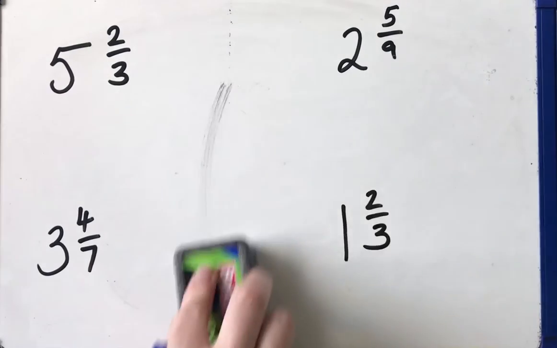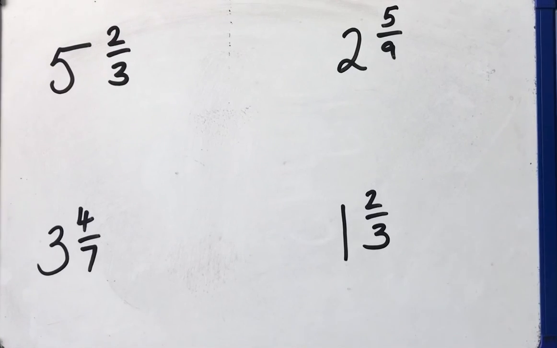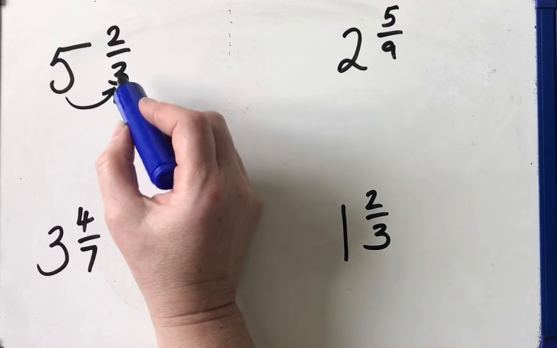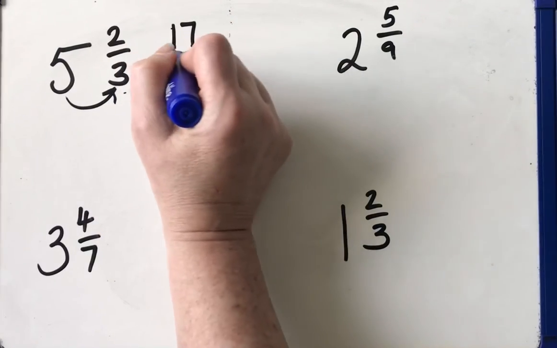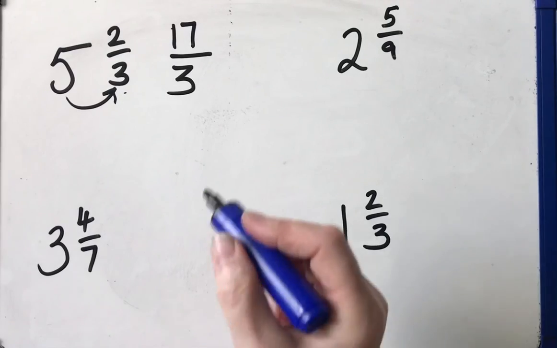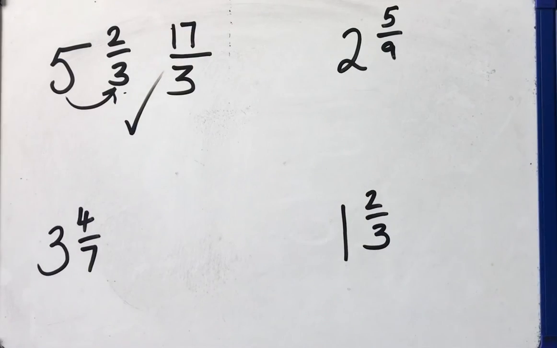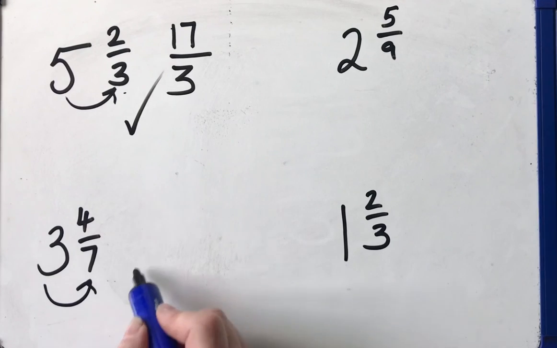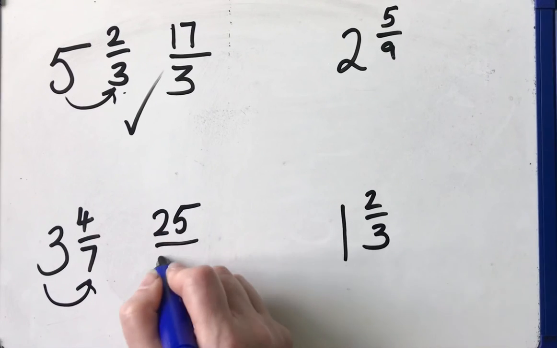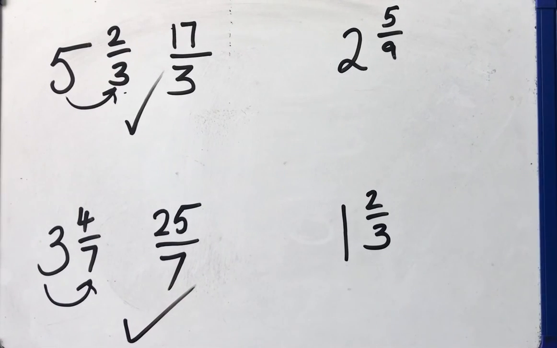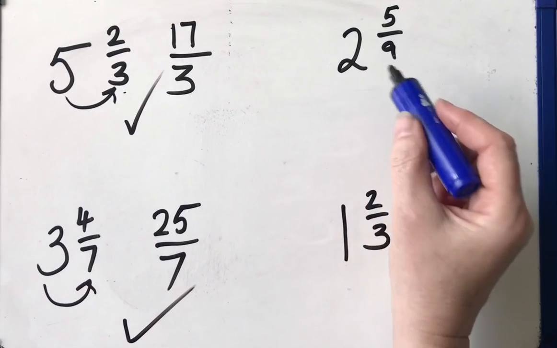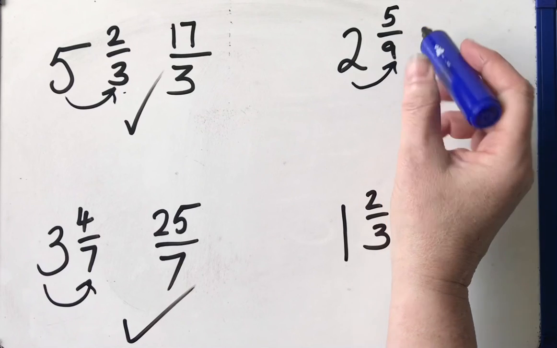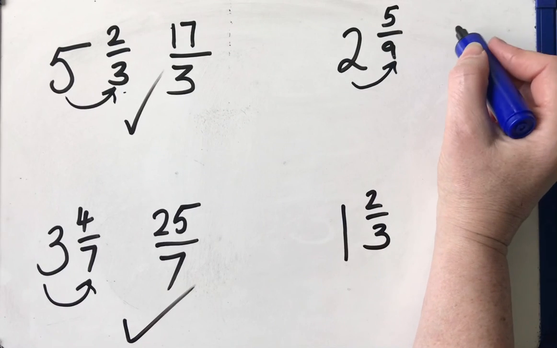Right, so you've had a go. Hopefully you've done your times tables and you've got your answers written down. This one, 5 times 3 is 15. 15 plus 2 is 17 over 3, 17 thirds. Hopefully you got a nice big tick there. This one, 3 times 7 is 21. 21 plus 4 is 25. 25 over 7. This one, 2 9s are 18. 18 plus 5 is 23.